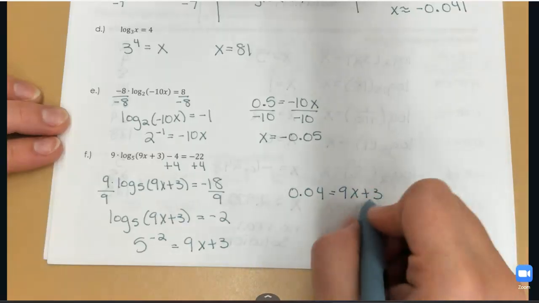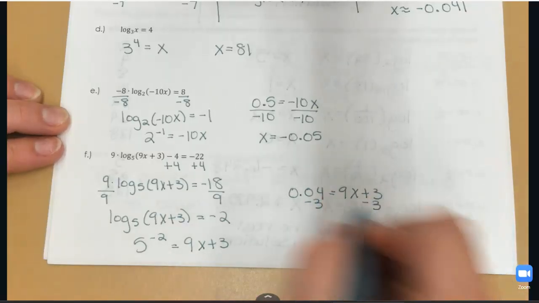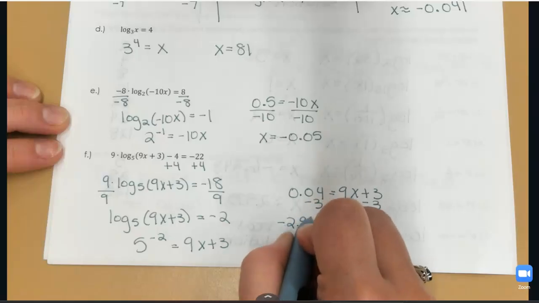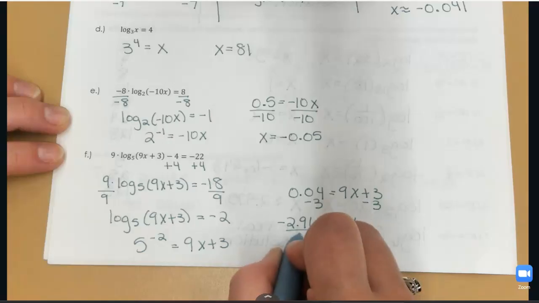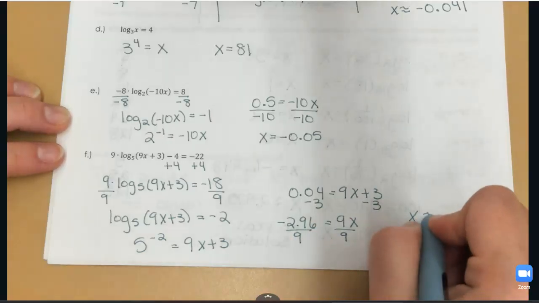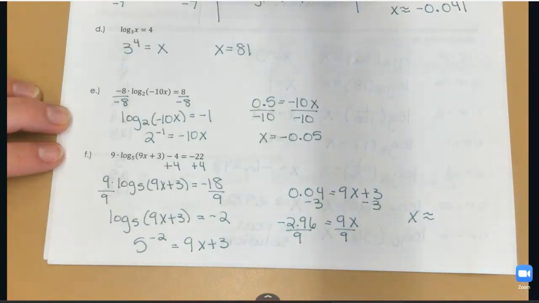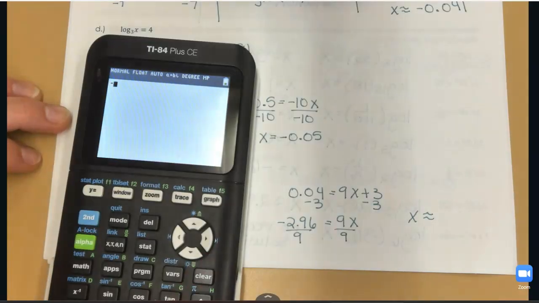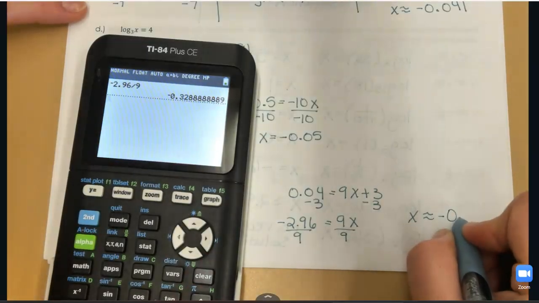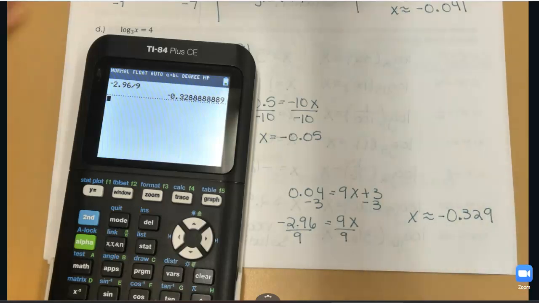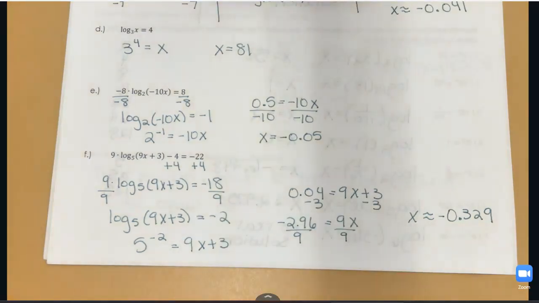So to solve this for x, I'm going to subtract 3 on both sides. And then I'm going to have to divide by 9. And I'll grab my calculator to help me with that. It's not going to divide evenly. And to 3 decimal places, we've got negative 0.329. All right, that wraps up our notes today on inverse operations.